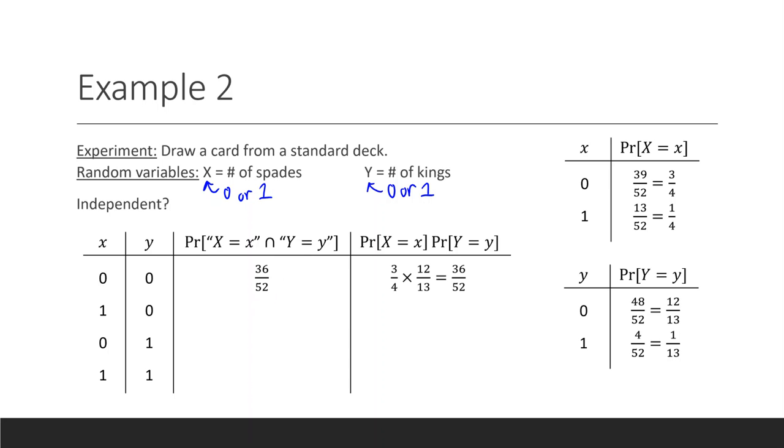Let's look at the second row. The probability that x is 1 and y equals 0, well, there are 12 spades which are not a king, and so it's a 12 out of 52 probability. To get the last column over here, we look at where x is 1, so we have a 1/4 times where y is 0, 12 out of 13. So 1/4 times 12 out of 13 is 12 out of 52.